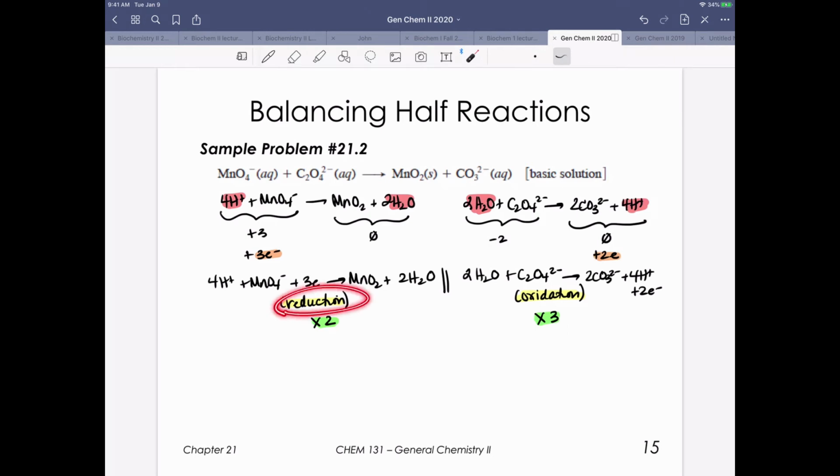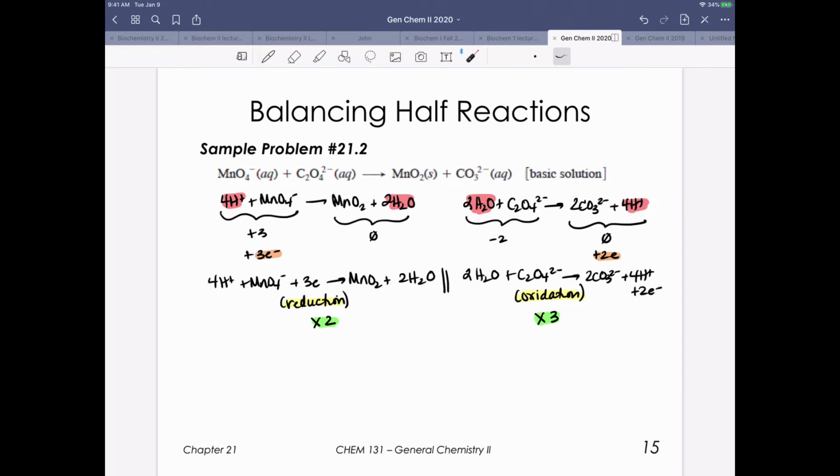So again, our reduction half reaction, which we have shown right here, when we summed up all of this, we need to scale this up by 2. We need to take this guy, which was our oxidation half reaction, and we need to scale that up by 3. I'm going to have that on the next slide.